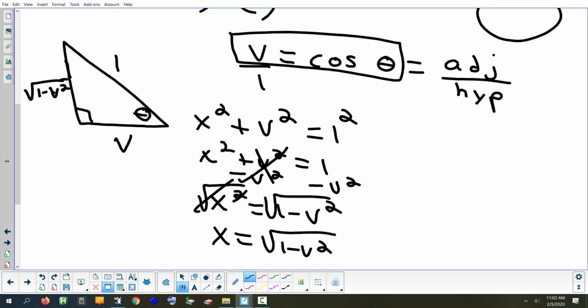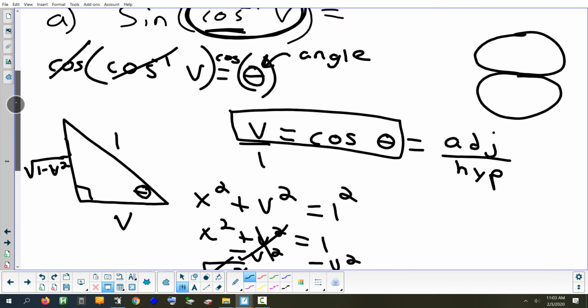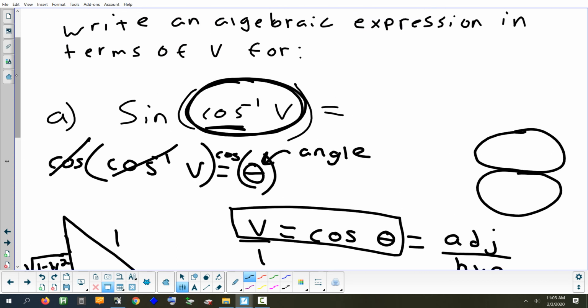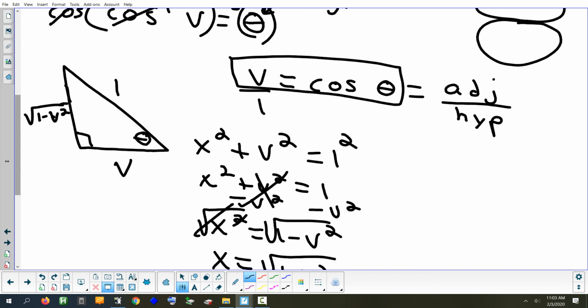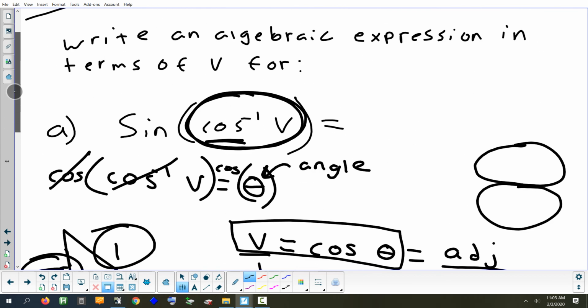That's the hard stuff. Now we just have to write the final answer, but all we have to do is look at this picture. I have to go back up because I don't remember what they said. They want the sine. Sine is opposite over hypotenuse. Opposite divided by hypotenuse: square root of 1 minus v squared divided by the hypotenuse, which is 1. Do I have to put divide by 1? Does that make a difference? No.